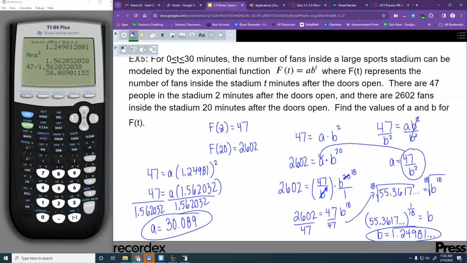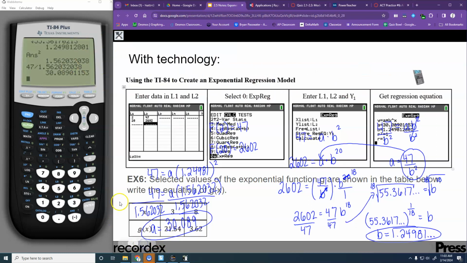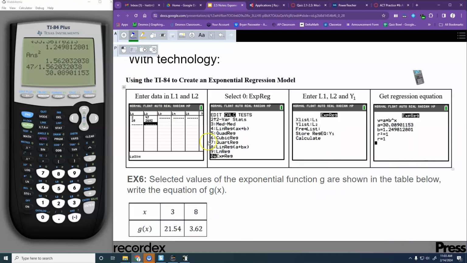So this is kind of lengthy. There is another option, so let's look at what that is. Okay. All you have to be able to do a linear regression is 2 points. So here is another option. This is doing that same thing.